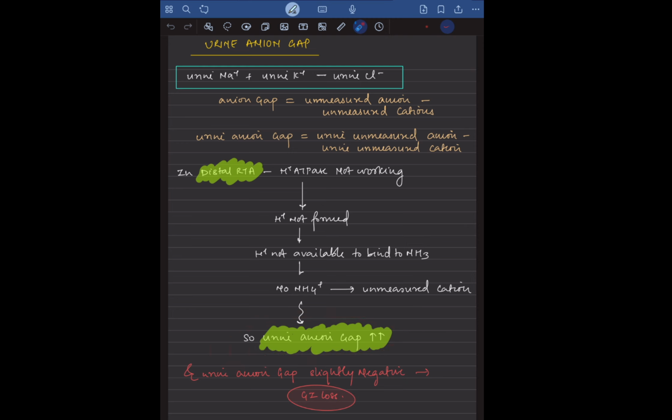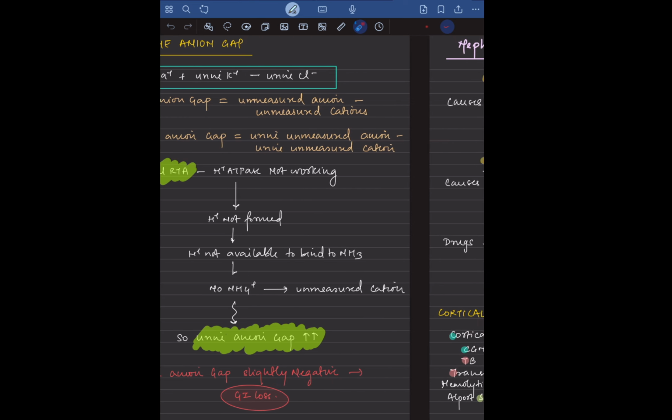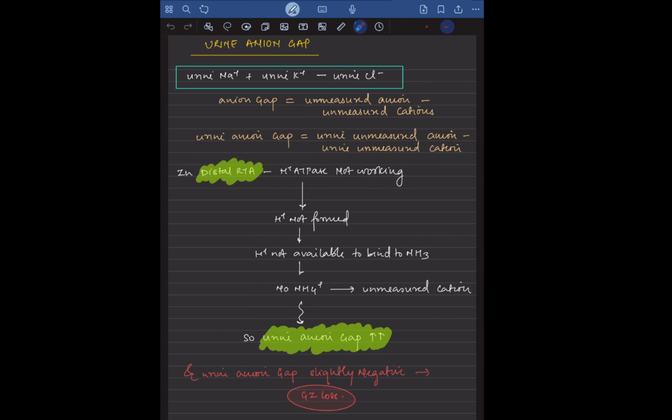And the urine anion gap is slightly negative in case of GI loss. So in distal RTA there would be a urine anion gap which will be high, and in case of GI loss that will be slightly negative. So this is how we can differentiate between distal RTA and GI loss.